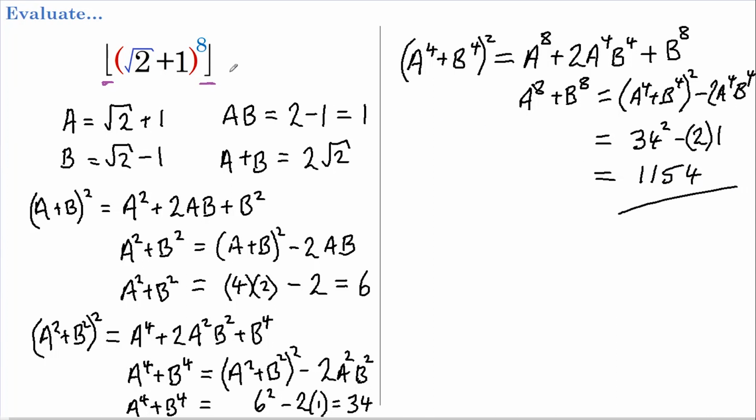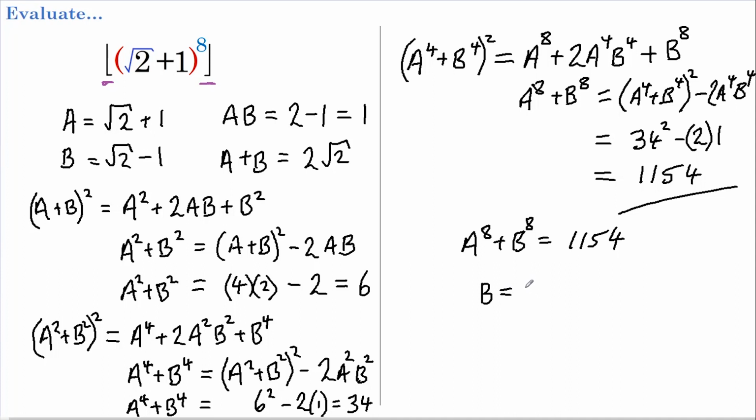So how does that get us closer to answering this question? Well, we've just established that A to the power of 8 plus B to the power of 8 equals 1154. Now we're looking to find A to the power of 8, since A equals root 2 plus 1. But first, let's have a look at B. B equals root 2 less 1.